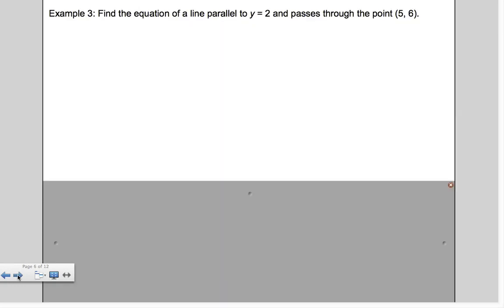I've got 2 more examples. Two quick examples. Find the equation of a line parallel to y is equal to 2. So first of all, what does the line y is equal to 2 look like?